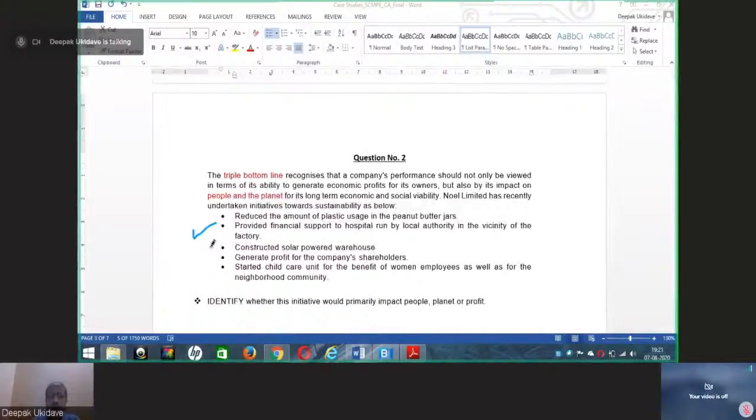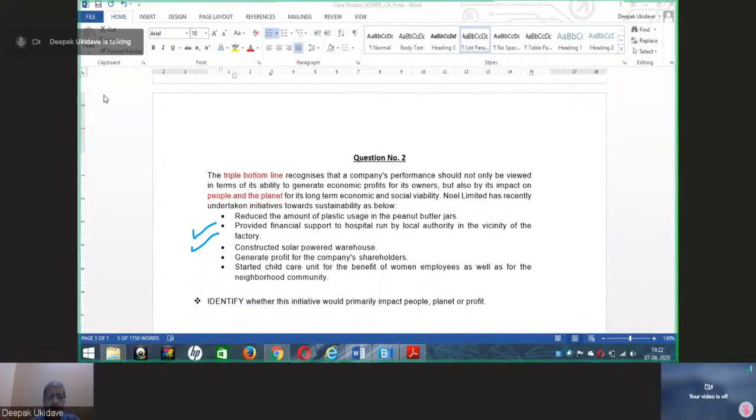Third one: constructed a solar powered warehouse. Solar power is obviously a non-conventional source of power generation, and many cooperative societies and corporate entities are making use of solar power so that their usage of power is reduced and there is a saving in the consumption cost also. So constructing the solar powered warehouse, you will find that is again in the interest of planet.